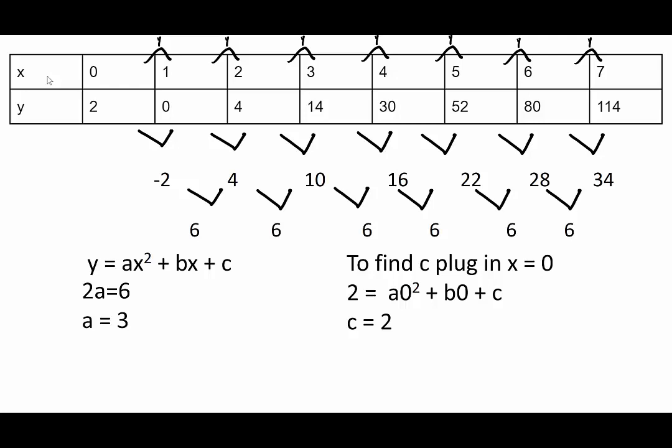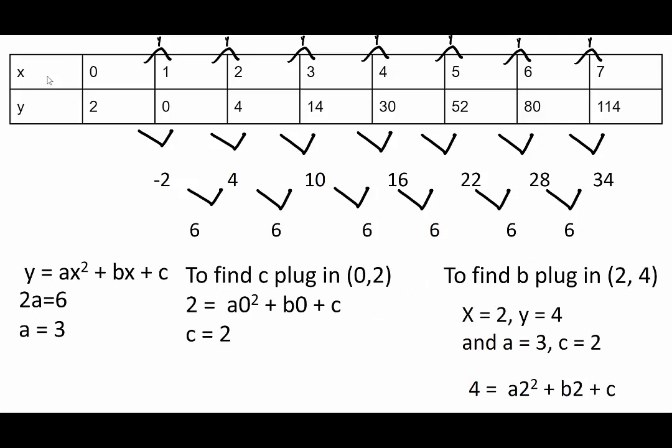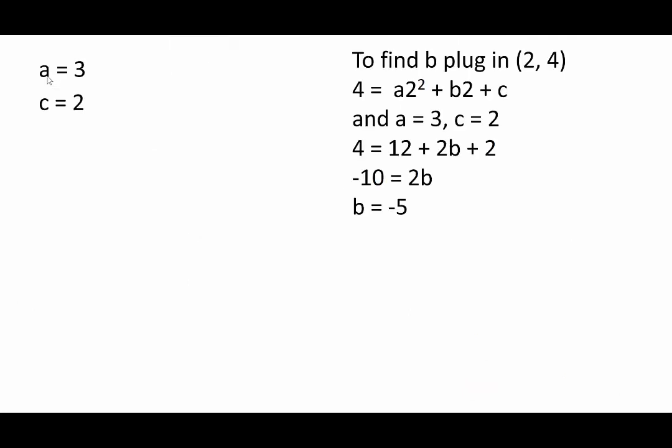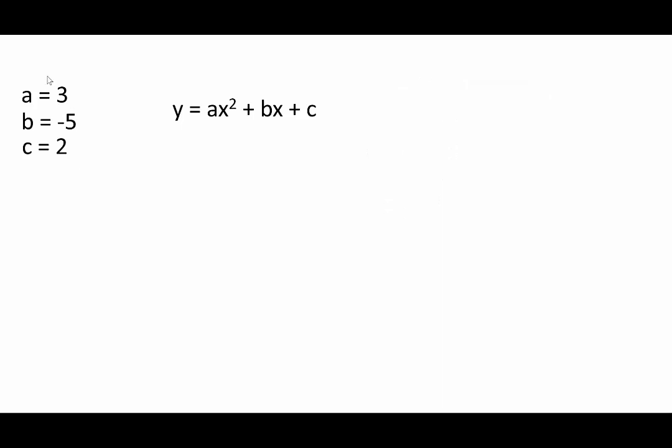The only one we need now is b. So to find b, we're going to plug in any number. And I picked 2, 4 to plug in. I'm going to plug in x equals 2, y equals 4. We already know that a equals 3 and c equals 2. So when I plug all those numbers in, I get b equals negative 5. So we have a equals 3, b equals negative 5, c equals 2. Therefore, the equation of our quadratic is y equals 3x squared minus 5x plus 2.